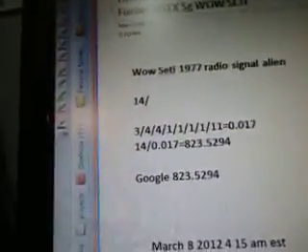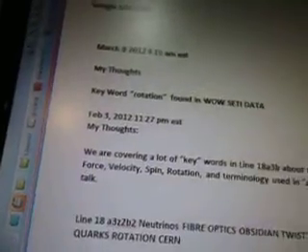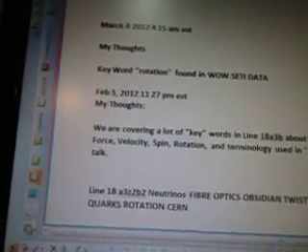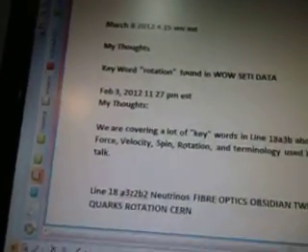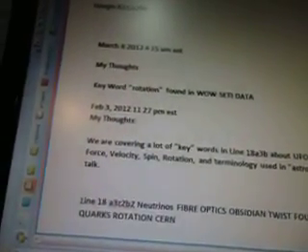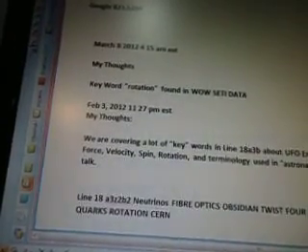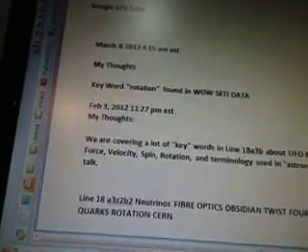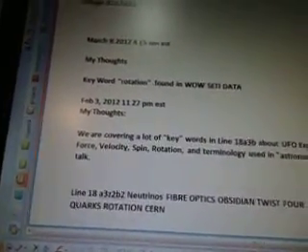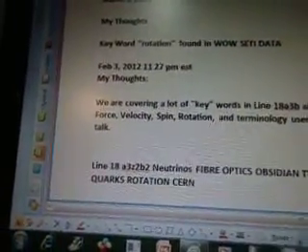Okay, so here's your WOW radio signal. March 8, 2012, 4:15 a.m. is when I was working on this particular part of data. This is my thought: the keyword rotation was found in the WOW SETI data. Again, you want to watch the last 2 videos before this one because that's where it starts. And we're looking at the rotation of how to rotate a UFO engine or ship that we want to build.